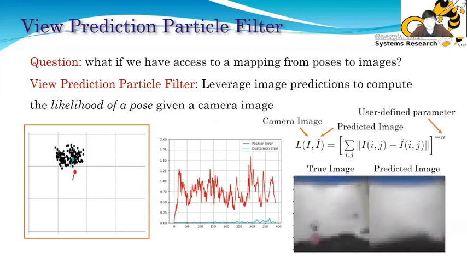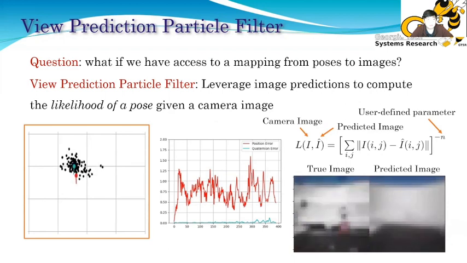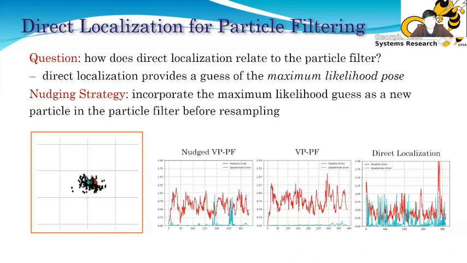So finally, what we want to see is how we combine these two methods together. One question we ask is how direct localization really relates to the particle filter that we're proposing. Really, direct localization is providing us a guess of what the maximum likelihood pose is for our view prediction particle filter. So we design what's called a nudging strategy for our particle filter, where we incorporate this maximum likelihood guess, as received from the direct localization method, and we add it in as a new particle in the particle filter before resampling.